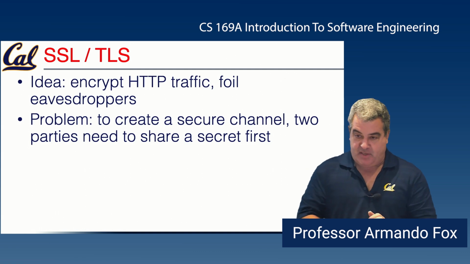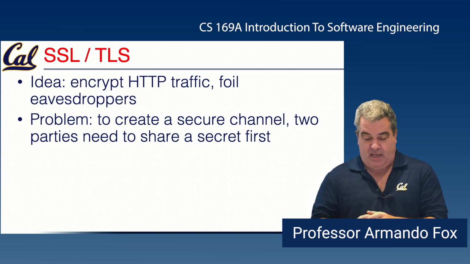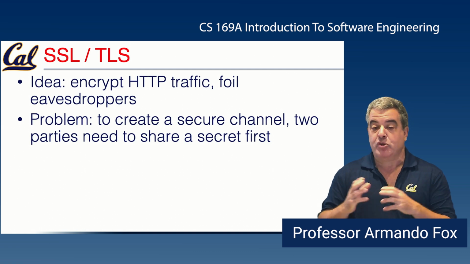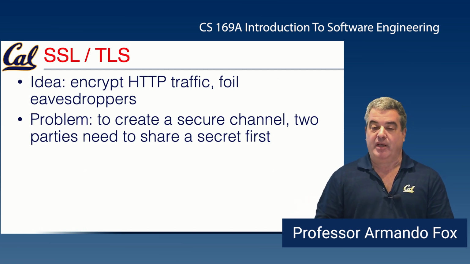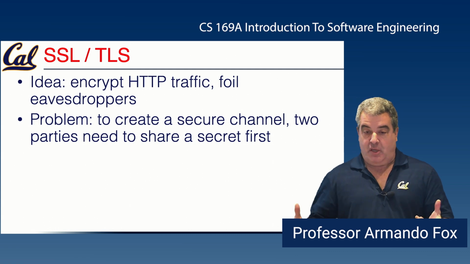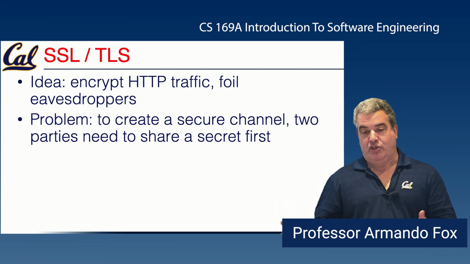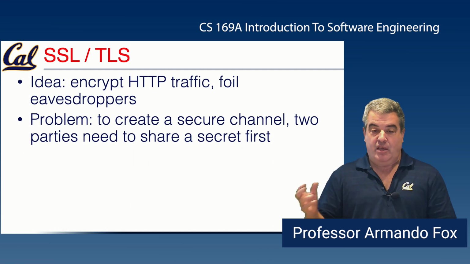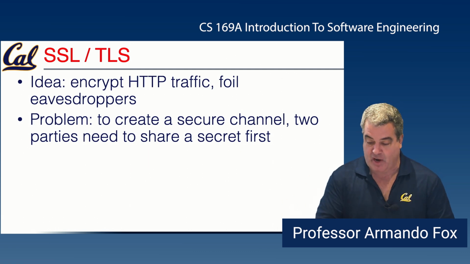And the problem that SSL had to solve was that, in general, to create a secure channel between two communicating parties, those parties have to share a secret that nobody else knows, right? That secret is what is used to secure the channel. So typically, a secret that the two parties might share would be an encryption key that's symmetric. And if nobody else knows the key, then you can use that to encrypt and decrypt the traffic.